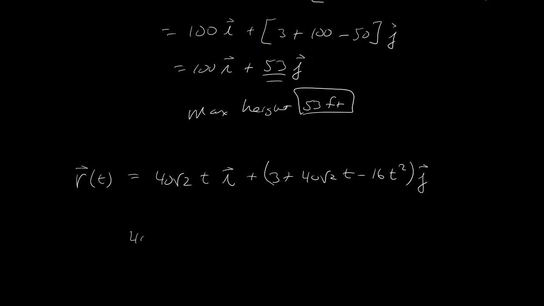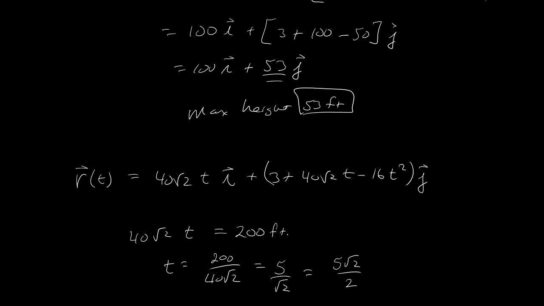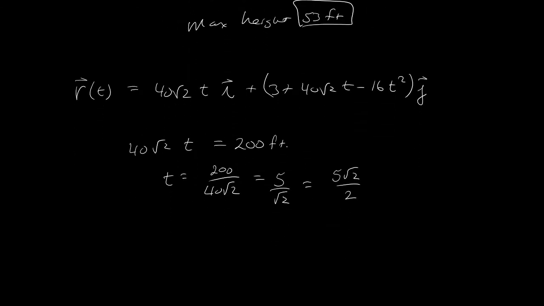So we need to know, when is 40 root 2 i equal to 200 feet? No i. We just need 40 root 2 t. So sorry about that. 40 root 2 t. There we go. When is that equal to 200? Well, we just divide. So t is equal to 200 divided by 40 root 2. So 40 goes into 200 5 times, and that'll be over root 2. We can rationalize the denominator if we so choose. So that would be 5 root 2 over 2. Okay, so we plug that in and we find the height.